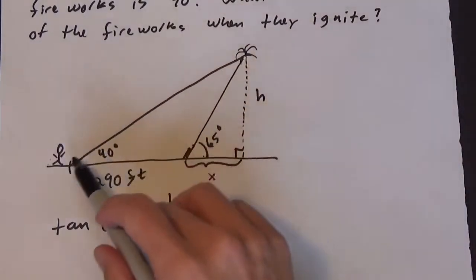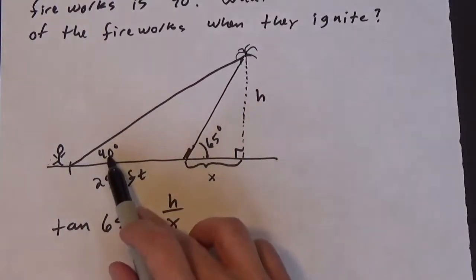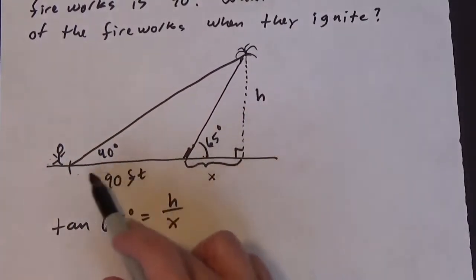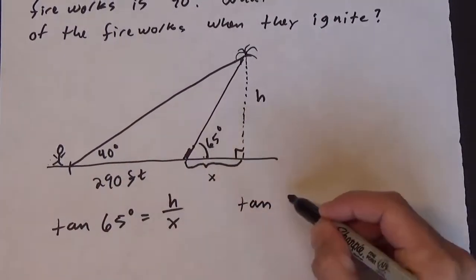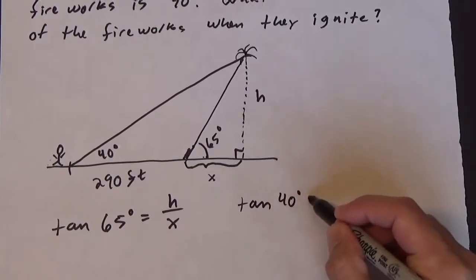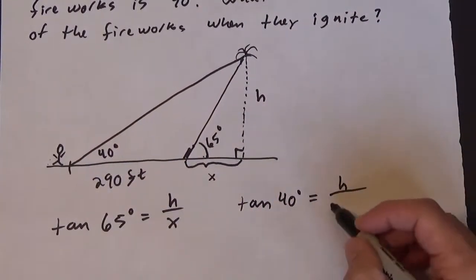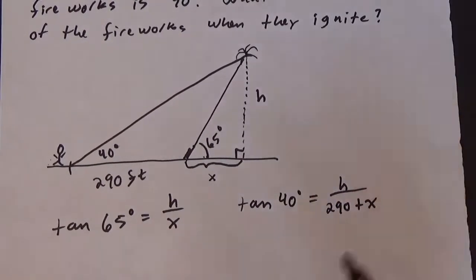Right, now I'm going to look at this big triangle, and in this big triangle, here's 40 degrees, so that's opposite, and then the adjacent is this whole side here, so that's 290 plus x. So the tangent of 40 degrees is the opposite, h, over the adjacent, 290 plus x.